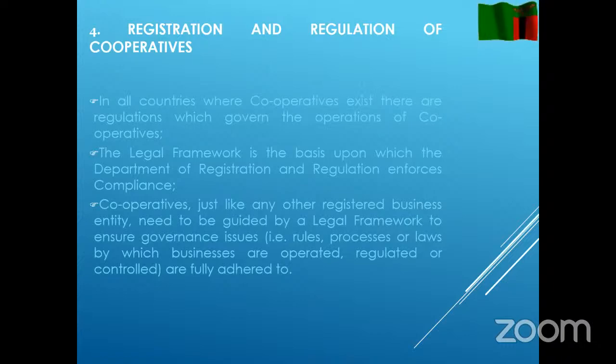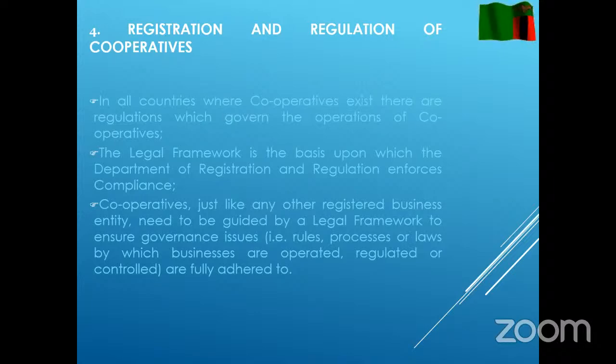Now, the fourth slide looks at registration and regulation of cooperatives. I think I've already highlighted that in all countries where cooperatives exist, there are laws which govern the operations of cooperatives. The same laws that parliamentarians enact provide a legal framework upon which departments like ours derive their mandate. So we are there to enforce compliance.